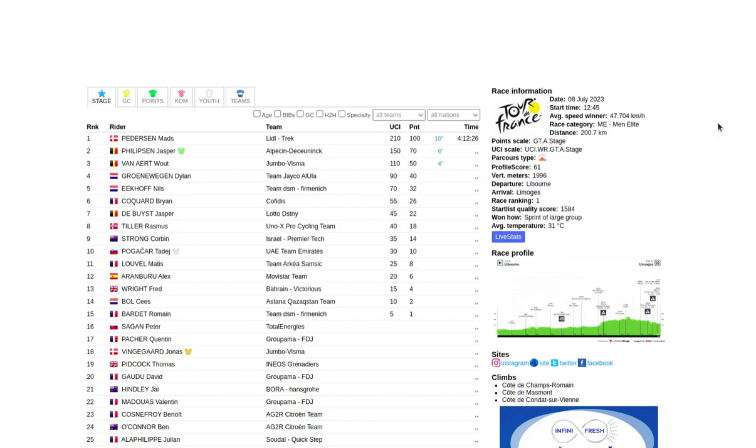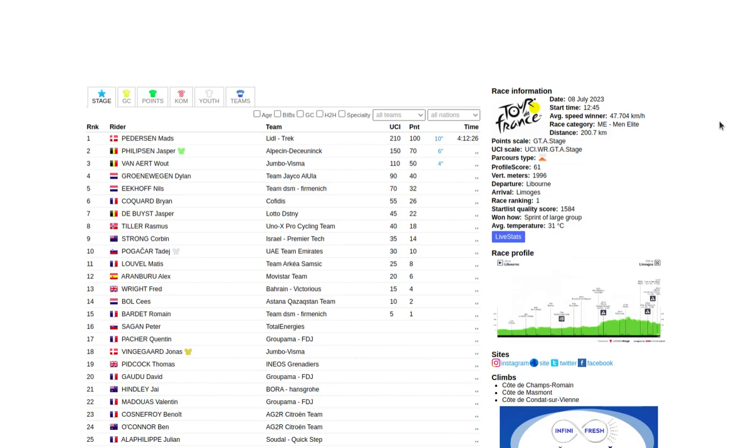Jumbo-Visma also tried to attack Pogacar at one of the climbs, but it was too shallow and they didn't manage it. So in the end we had a reduced bunch sprint, with Pedersen winning in front of Philipsen. He was really strong, and Wout van Aert in third. He was blocked by Philipsen to his left and Van der Poel and Pedersen to his right, so he didn't really have a good sprint. Groenewegen in fourth, then Eekhoff, Kooij, De Buyst, Thijssen, Strong and Pogacar.